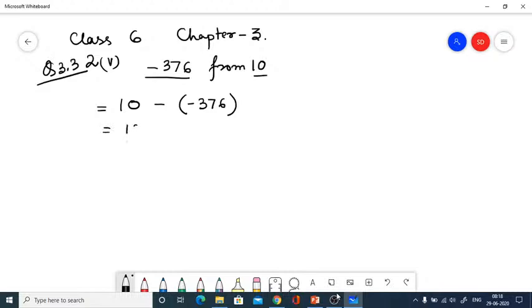Now when we open the brackets, this minus is outside the bracket and the other is inside the bracket, so it will become plus. I hope you remember that minus minus is plus and plus plus is also plus. So this will be 10 plus 376. It becomes 386. This is the answer.